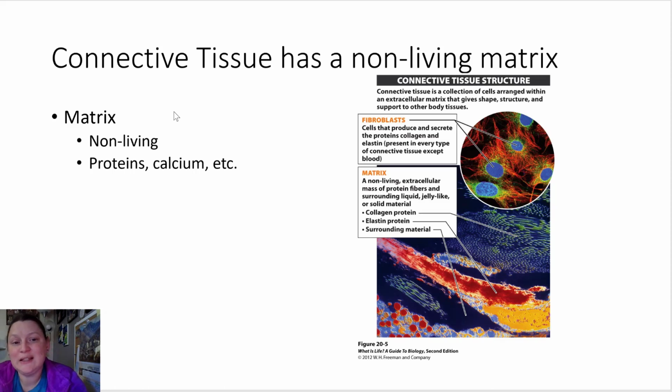Here's another look at the non-living matrix of connective tissue. In this example, there are fibroblasts. These are cells that are secreting proteins like collagen and elastin, and that is creating this connective tissue. Again, note the matrix is outside of the cell, it's extracellular, and it's non-living. It can be made of proteins, like in this example. It can be made of water, like we'll see in blood, and it can be mineralized so that it is very strong and sturdy, like we'll see in bone.